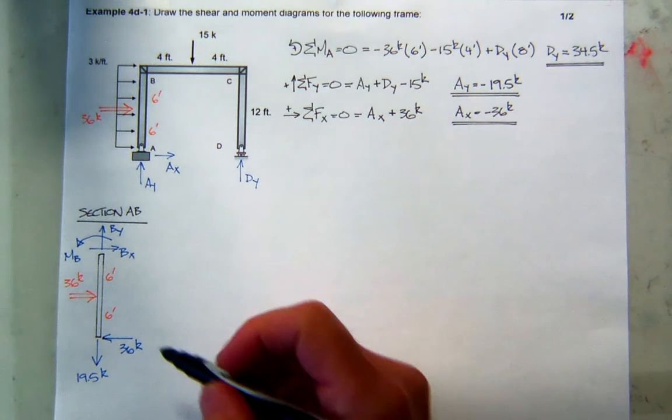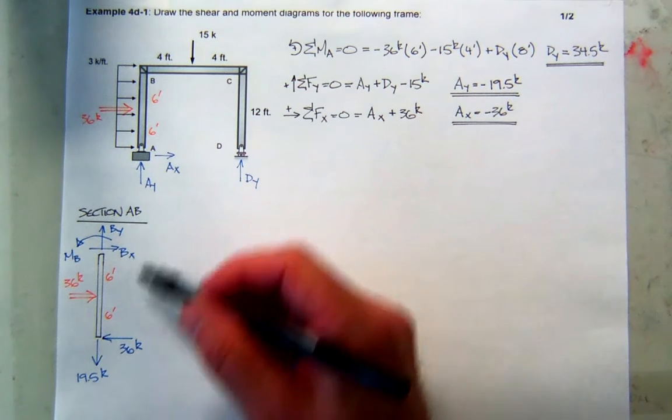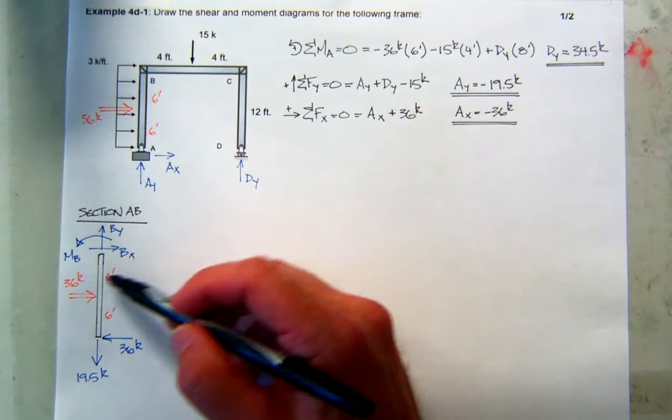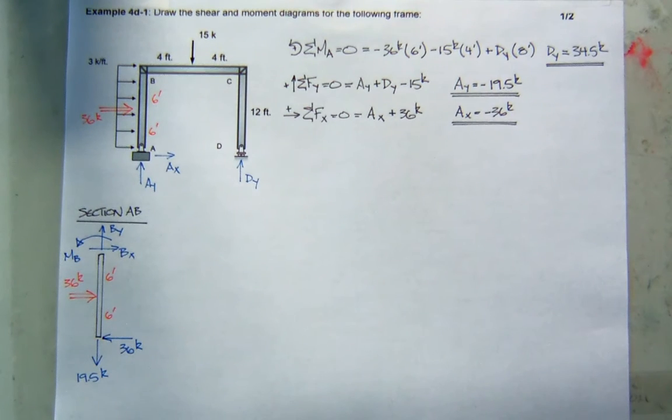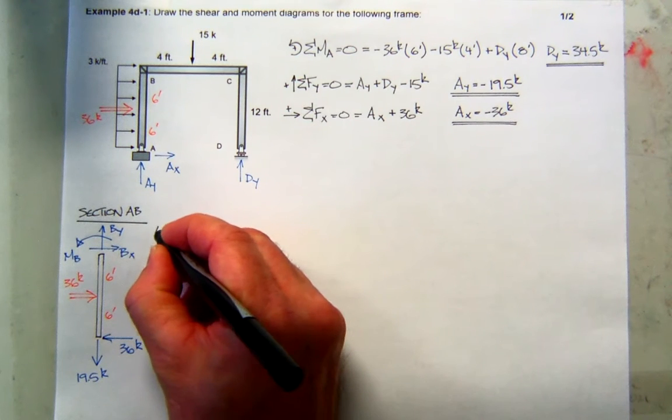Oh, so we'll recap again at A. So there's my AY, AX. There is no moment at A. It's a pin. And then these are my three unknowns there. So 3 equations, 3 unknowns.